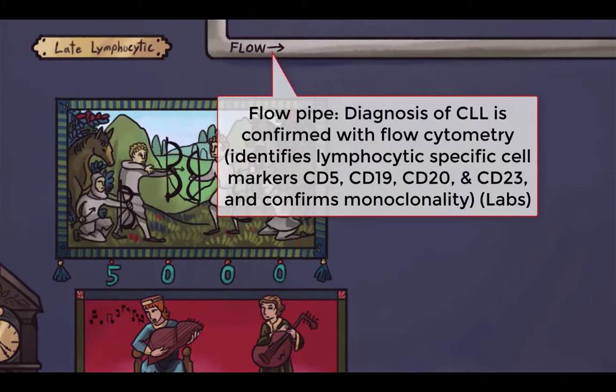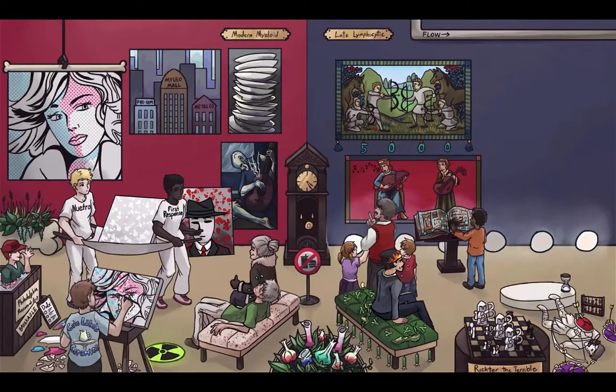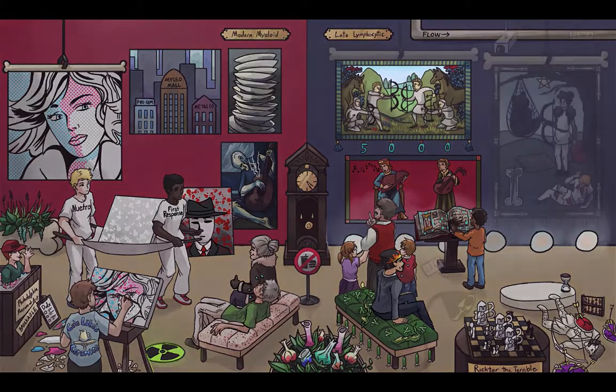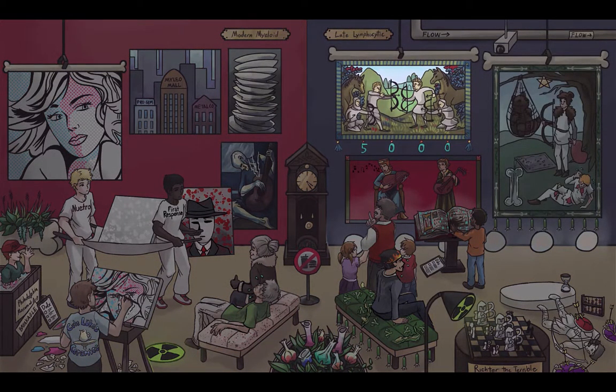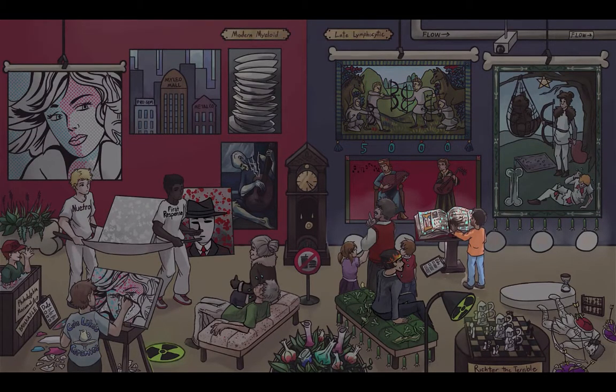Flow cytometry is used to look for B cell markers and to confirm monoclonality. CD5, CD19, CD20, and CD23 are markers specific to lymphocytes. So we have our diagnosis. It requires 1. A B lymphocyte count of at least 5,000 per microliter in the peripheral blood, 2. That typical small blue mature B cell morphology under the microscope, and 3. Confirmation that these are, in fact, monoclonal B cells via flow cytometry.